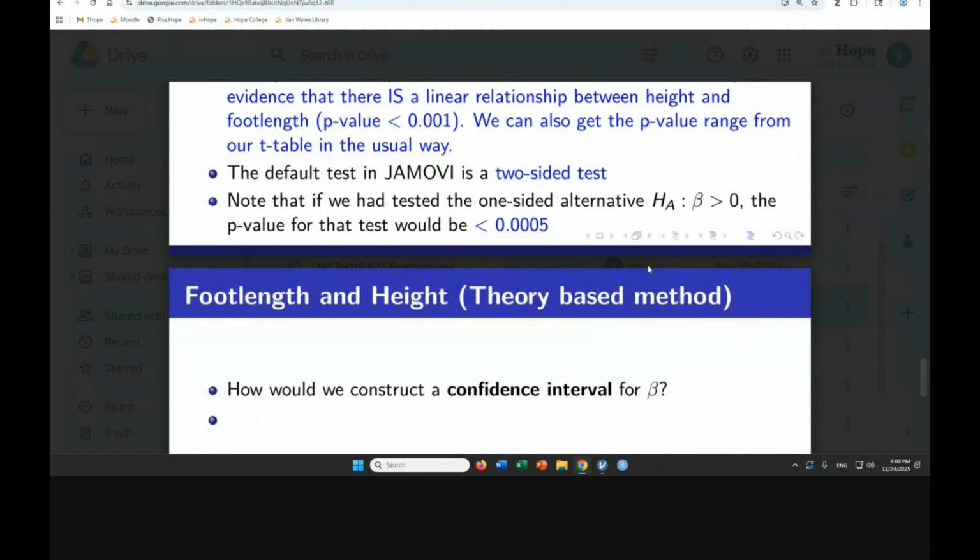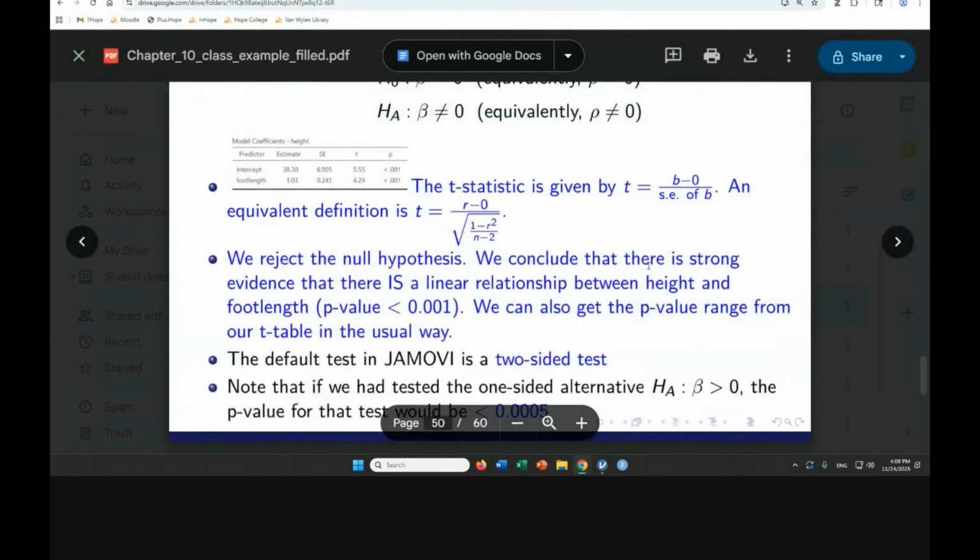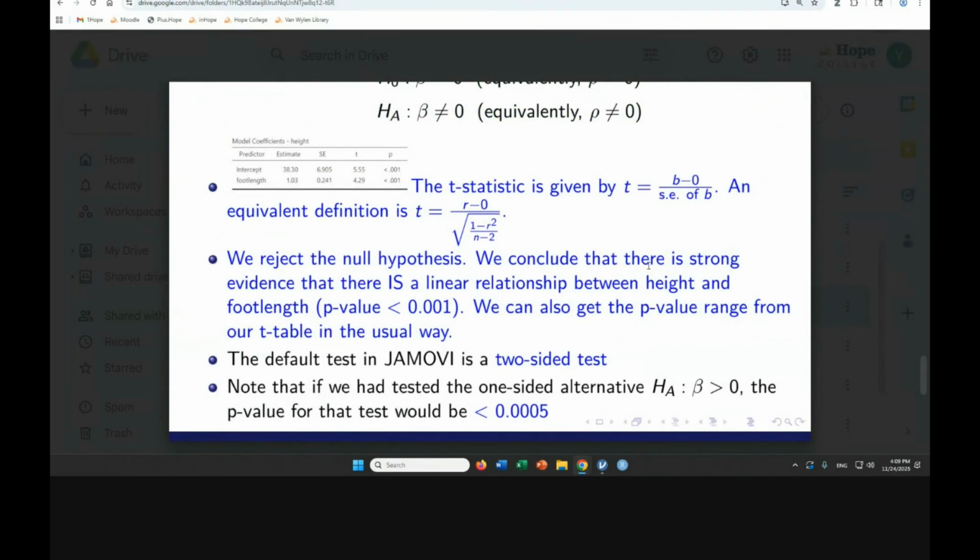n minus 2. How did you get that? It's correct. Did I say so in the slides or not? No, because usually the degree of freedom is the denominator of the equation, for one of the equations you gave. Oh, that is so good.